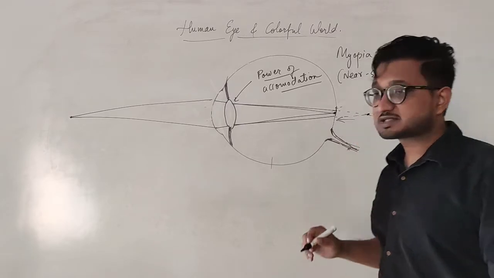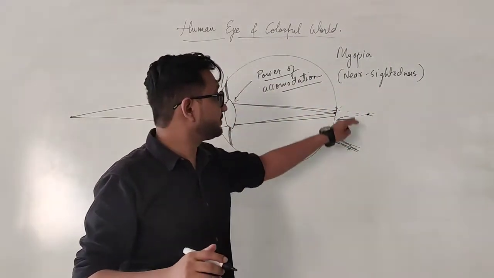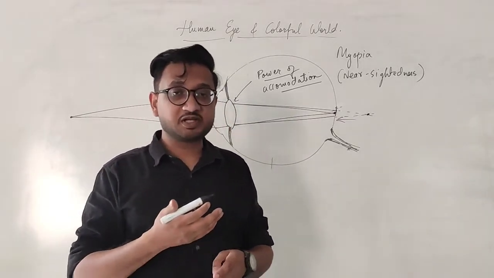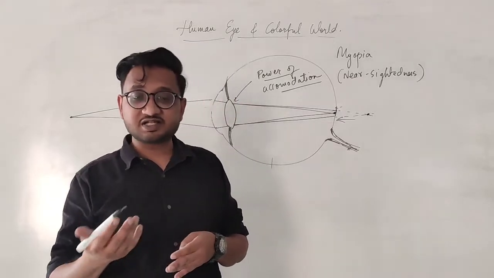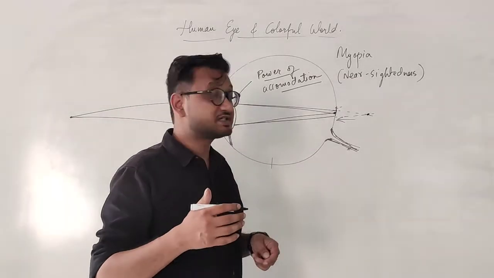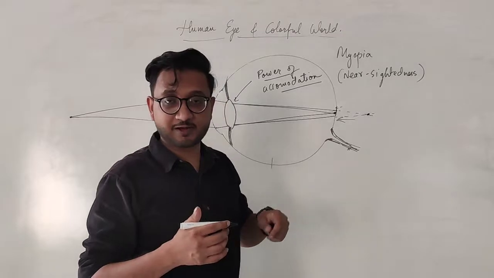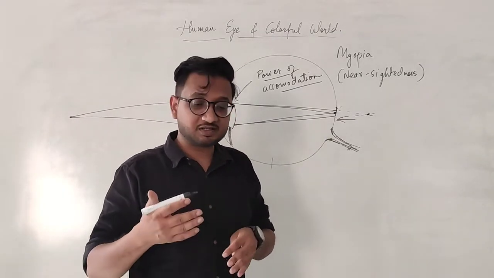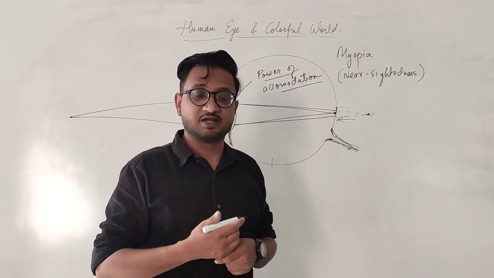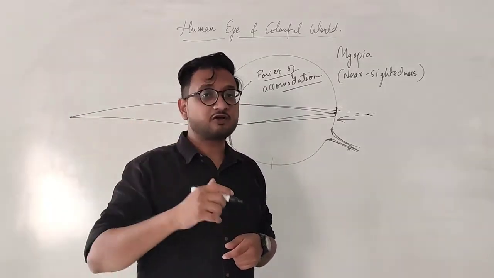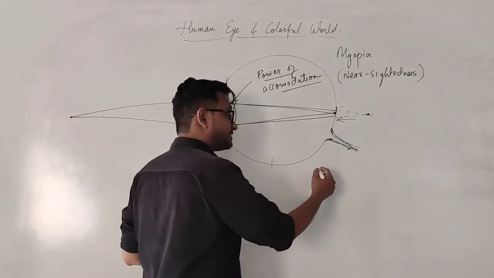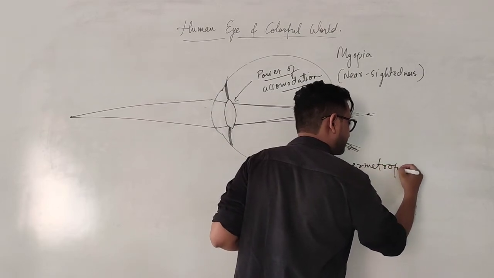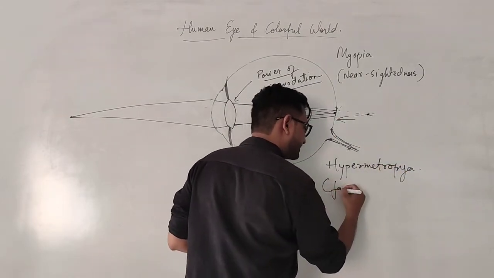It's called nearsightedness. That means a person is only able to see nearby objects, and when a person is only able to read nearby objects or see nearby objects, then he is having the problem of myopia. But if a person is having trouble reading the newspaper or observing nearby objects, and he is able to see far away objects clearly, then his defect is known as hypermetropia, or farsightedness.